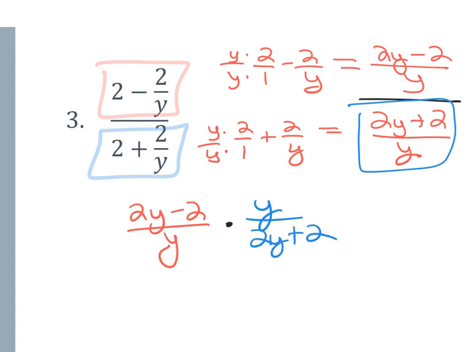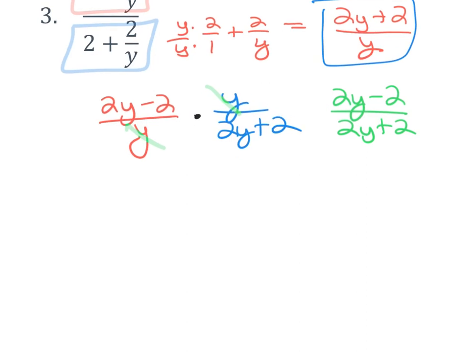And now we'll look for things to simplify. So I can simplify the y's. And now I'm left with 2y minus 2 over 2y plus 2. Now, notice they both have a GCF that I can factor out. So I need to simplify that answer. So I'm going to factor out a GCF of 2 out of both.